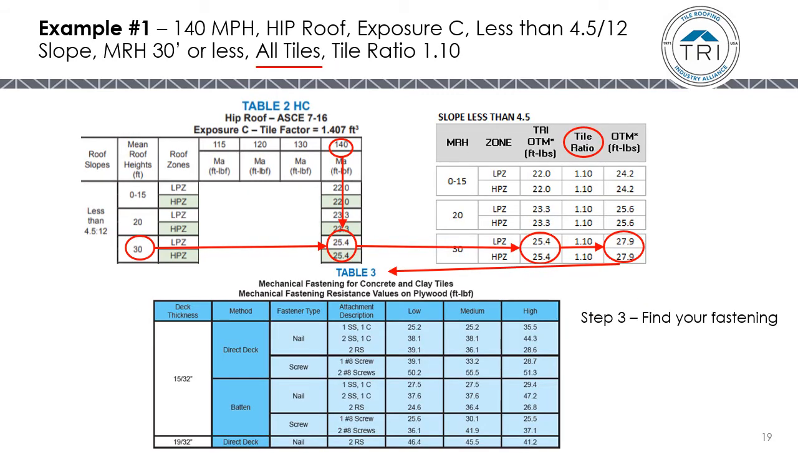So now we go to step 3, finding our fastening, and we have our uplift moment of 27.9, and we go to table 3, and we look at the low profile tiles and find that those circled methods, fastening methods, can be used for flat tile. Under medium or double roll tile, we find that those fastening methods can be used. And in the high profile tile, those are the methods. As you can see, by profile, different methods will meet that uplift moment of 27.9.